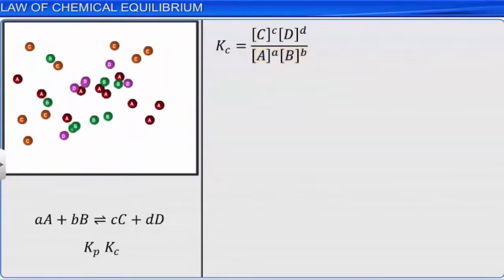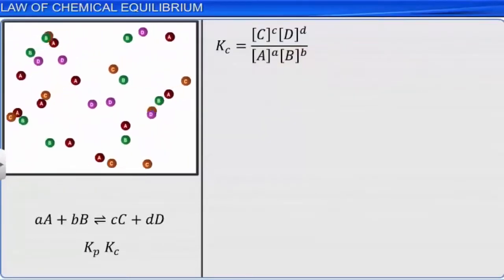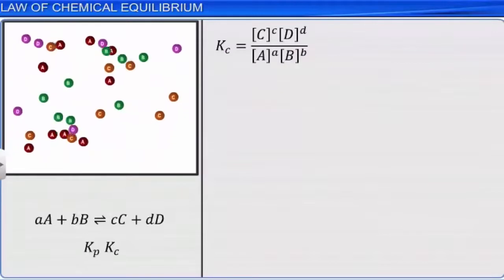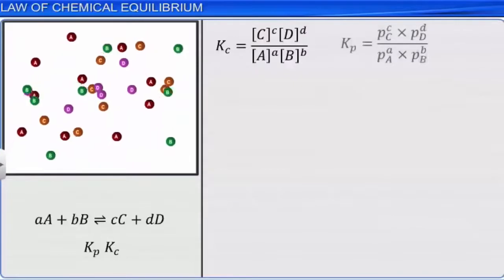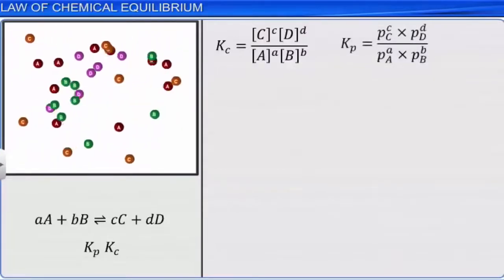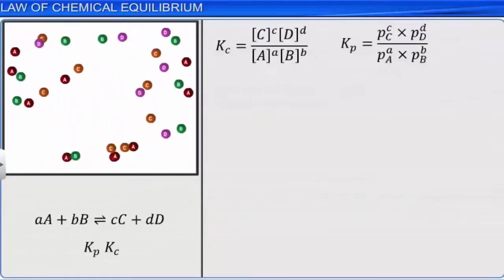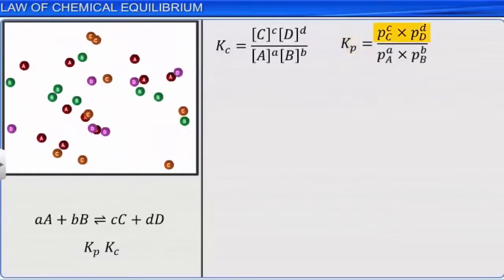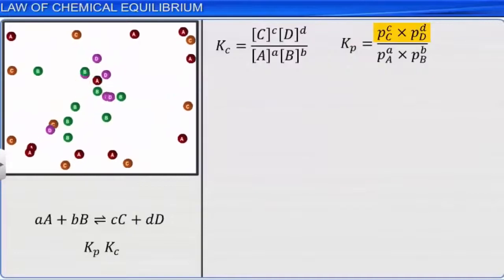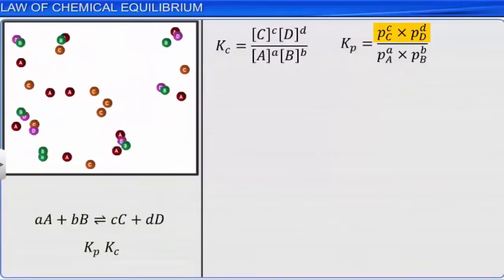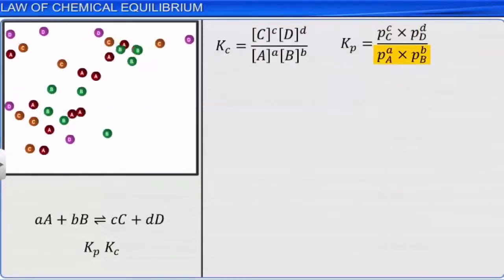Now, if the reactants and products are gaseous, partial pressure may be used instead of concentrations. Then, the equilibrium constant in terms of partial pressure can be written as Kp is equal to the product of partial pressures of the products, Pc raised to the power of c and Pd raised to the power of d respectively, divided by the product of the partial pressures of the reactants, Pa raised to the power of a and Pb raised to the power of b respectively.